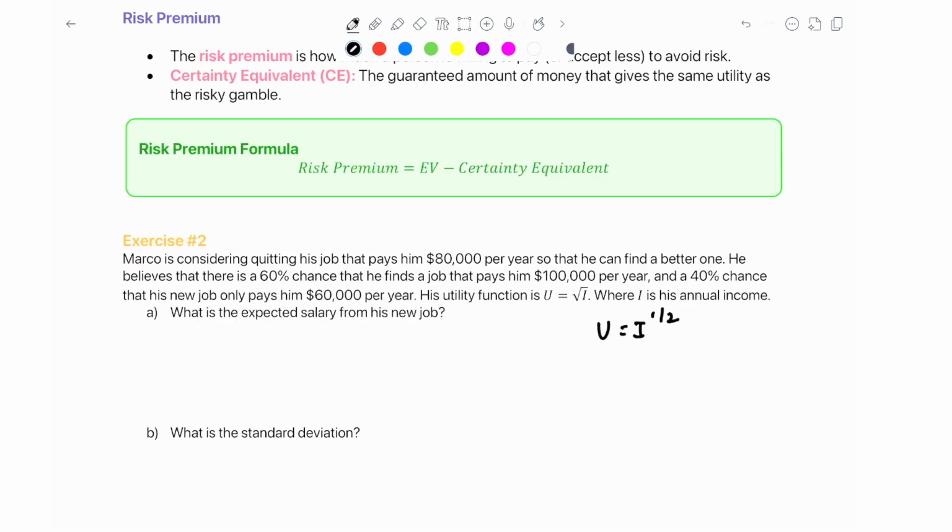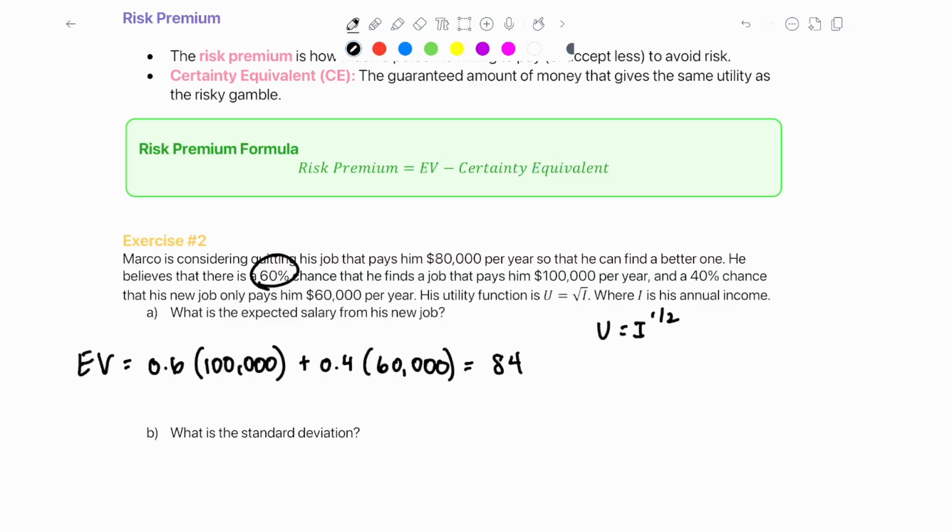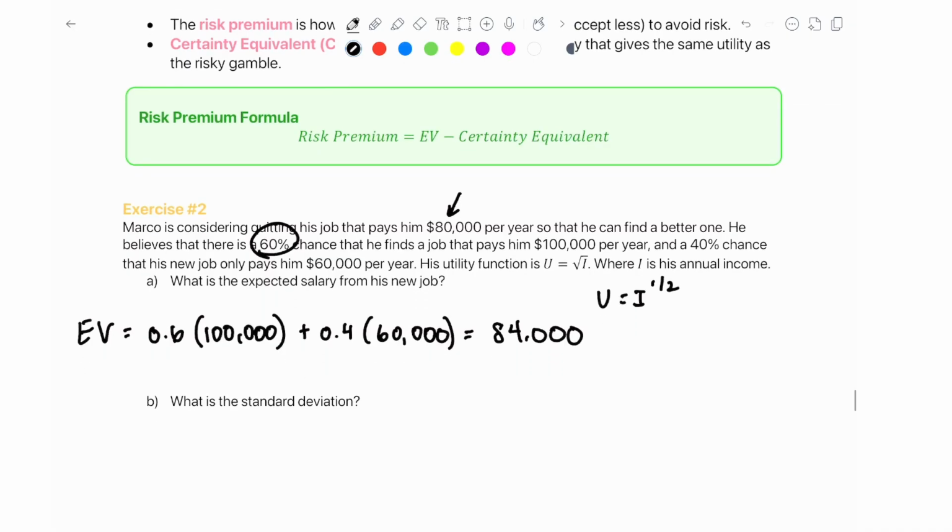First step is always to find the expected outcome of the gamble. So the expected salary would be, you take the probability as we did before. So 60% chance that he makes 100K. So 0.6 times 100,000. And there's a 40% chance that he only makes 60,000, right? So that's 60,000 plus 24,000 is 84,000. So it's better than his current job, but it's not certain. So we're not going to base our decision on that.